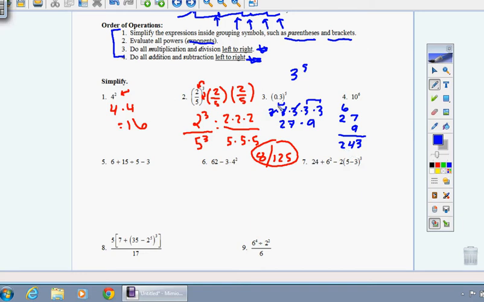Now, that's not my answer because I changed the problem from 0.3 to the fifth to 3 to the fifth. So since I did that, I have to fix what I changed. For every time I multiplied 3 by itself, which I did 5 times, 1, 2, 3, 4, 5, I need to move the decimal back. So we're always going to move the decimal back that amount. I'm going to move the decimal back 5 times: 1, 2, 3, 4, 5. So my final answer now is going to be 0.00243.